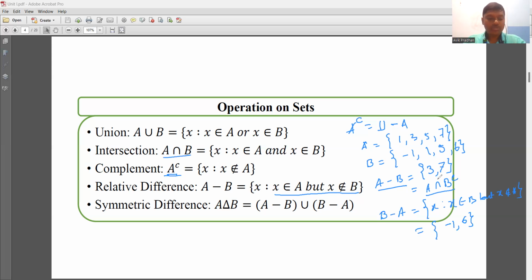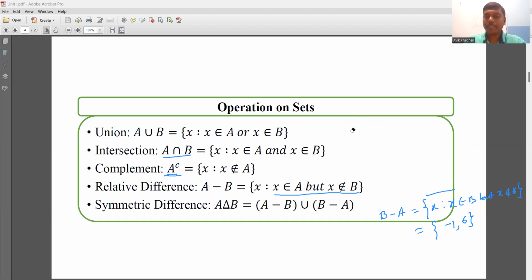Okay, so let us go to the next definition. The next definition is related to the symmetric difference. Symmetric difference is related to the relative difference also. Symmetric difference is the union of the relative differences.